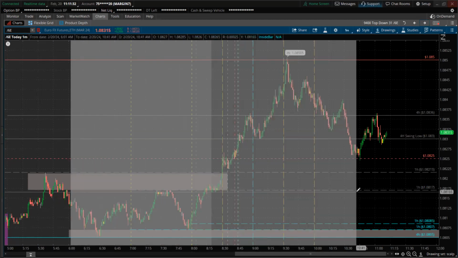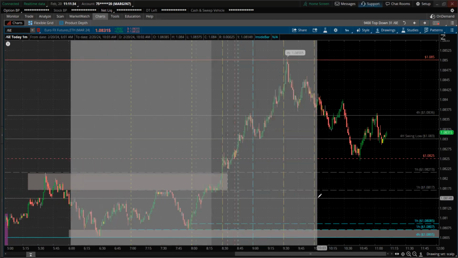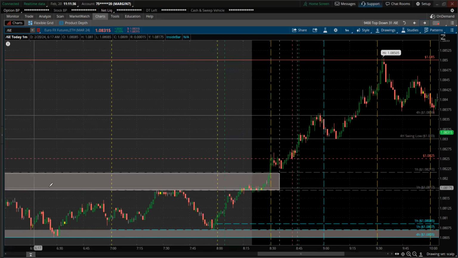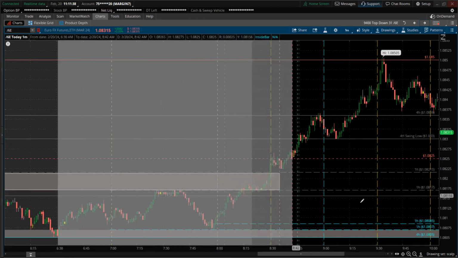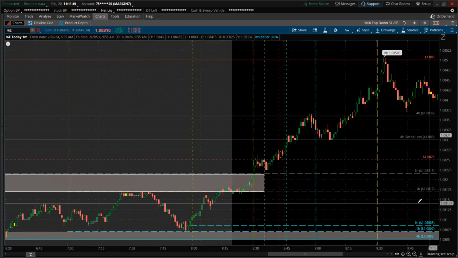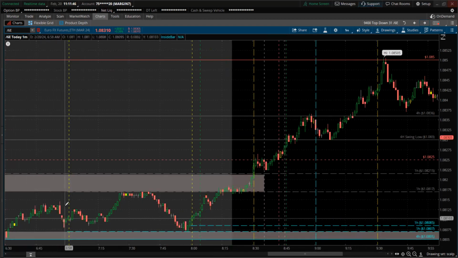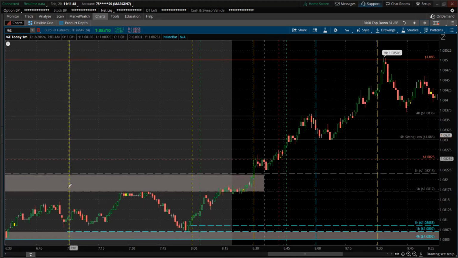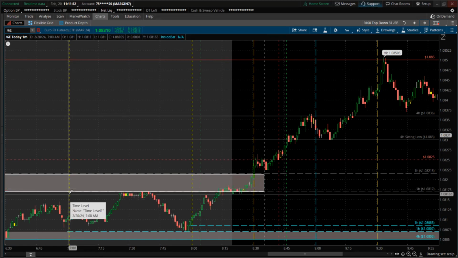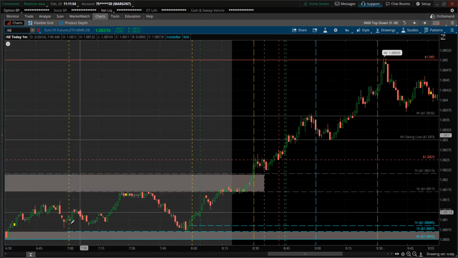Zooming in to 6:30 to 10. So there you go, 1-minute chart from 6:30 a.m. to 10. Again, this vertical line just lets me know it's the start of the new hour, 7 a.m. And then I'm drawing my drawings.